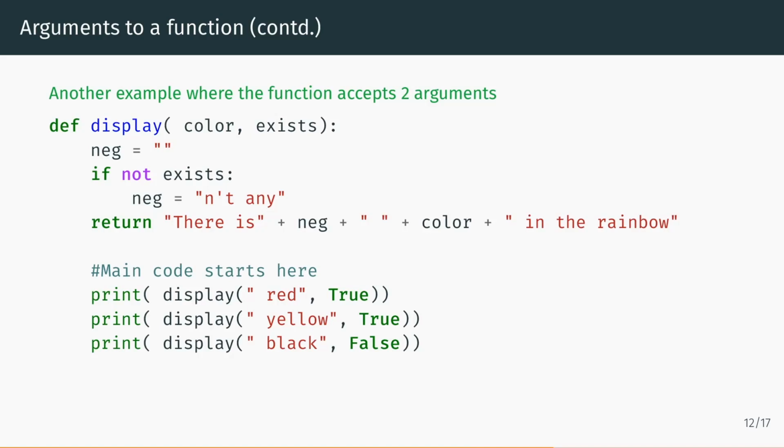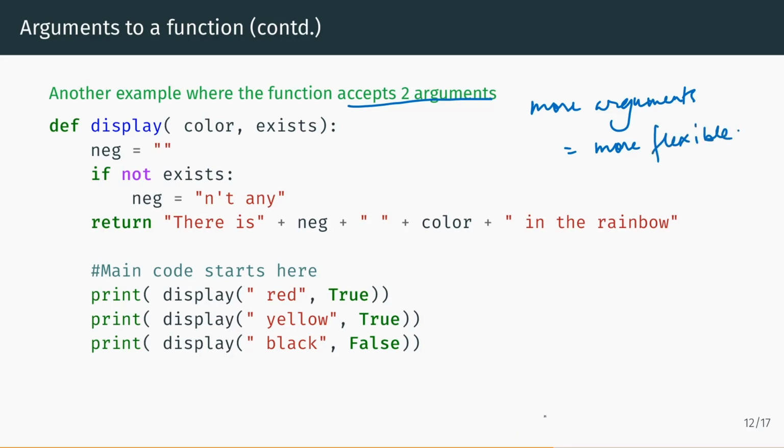Now, this is another example where the function takes 2 arguments, okay? It accepts 2 arguments, and you can do increasingly complicated things with more arguments, okay? So the more arguments your function takes, the more generic it is, okay? It can be more flexible, okay? More arguments equals more flexible.